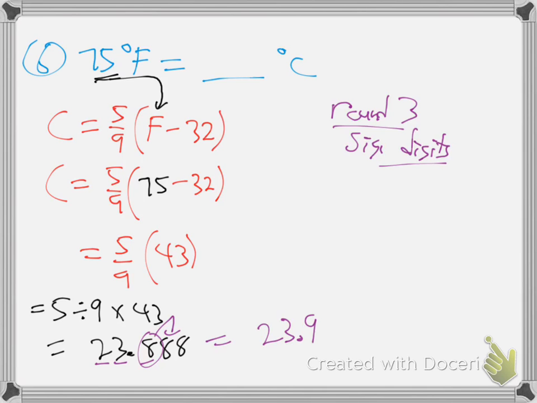I did mental math: 75 minus 32, which is 48. Oh, 43. Must have hit a wrong button, maybe. Then you divide: 5 divided by 9 times 43. Okay, that makes sense. You always divide by the numbers under the bar. Is that good?